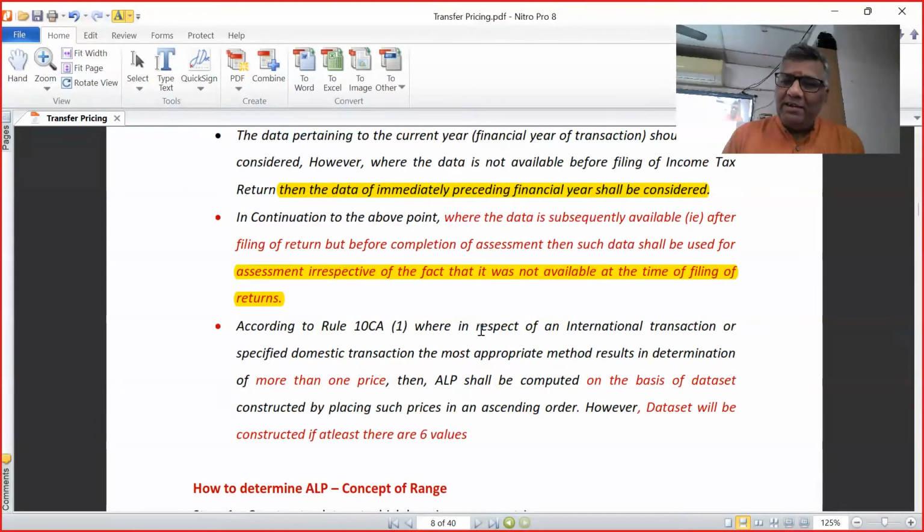Where in respect of an international transaction or specified domestic transaction, the most appropriate method results in more than one price, then it is the arithmetical mean. Okay, I should have written that. However, a data set will be used if there are at least 6 values. With 6 plus values you will have a data set. Otherwise, arithmetical mean. I'll come to the concept of range.